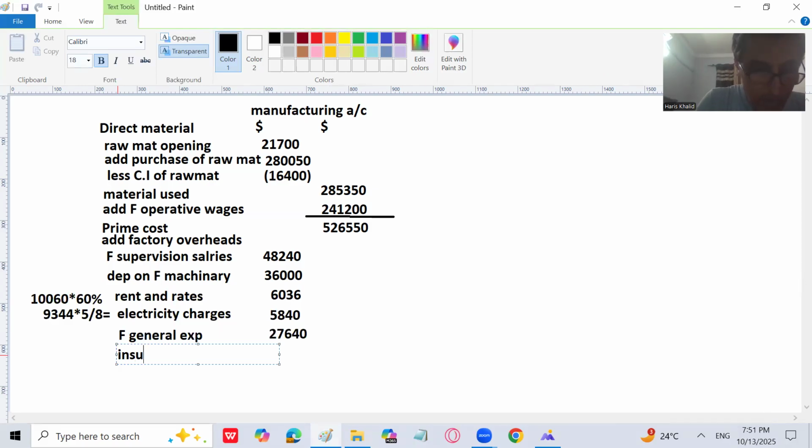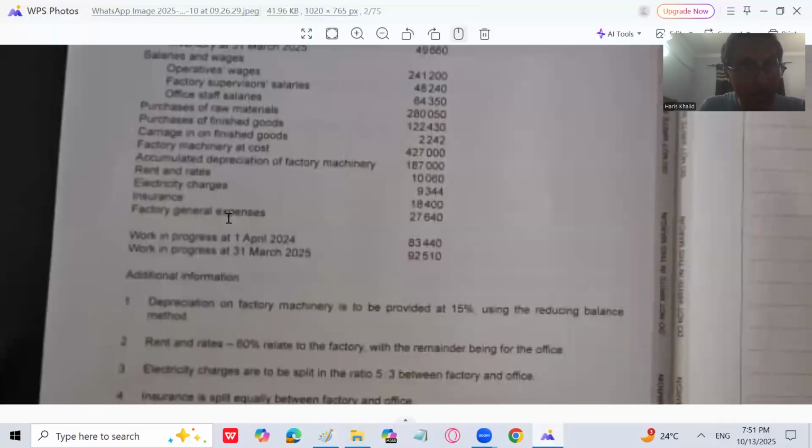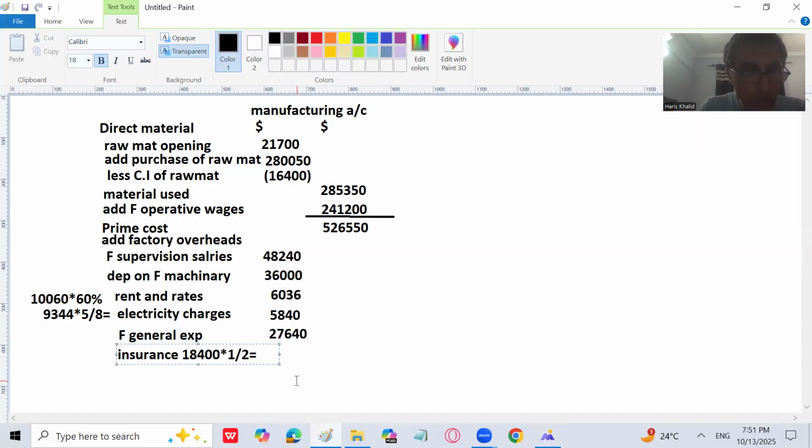Insurance 18,400 into 1/2, because it is stated that it is supposed to be distributed equally between the factory and the office. Insurance 18,400 multiplied by 1/2. The answer is going to be 9,200. So now we are done with the insurance. Okay, we are done with all the factory overheads.